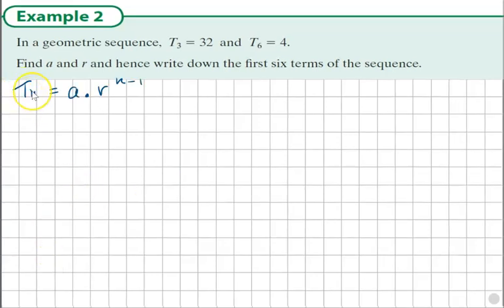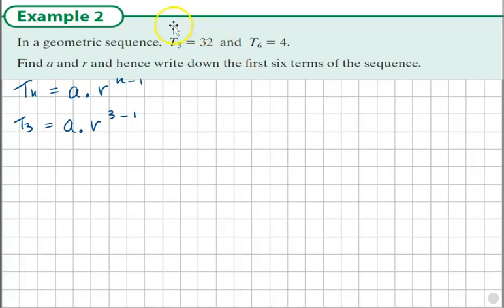So our Tn formula for a geometric sequence is a multiplied by r to the power of n minus 1. Now in your formula book, the a and the r are stuck together. It means the exact same thing. So we're told that term 3 is equal to 32. So we're going to start off using term 3. We'll come back to the 32 part in a minute.